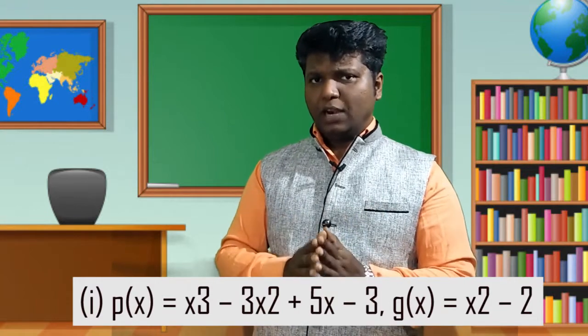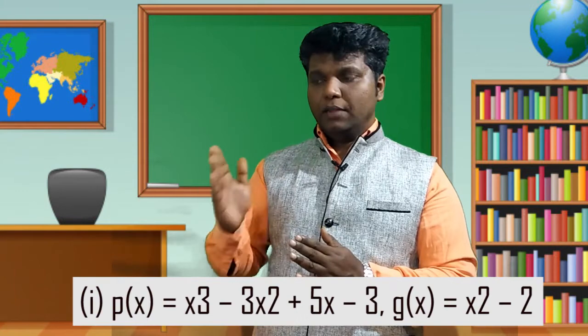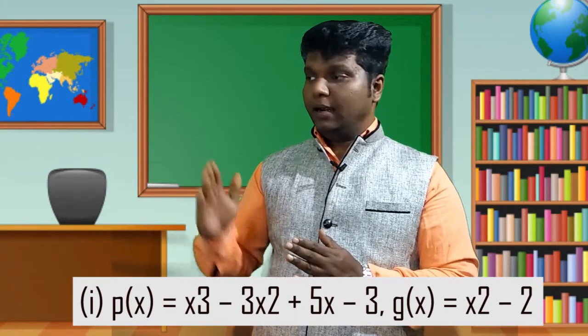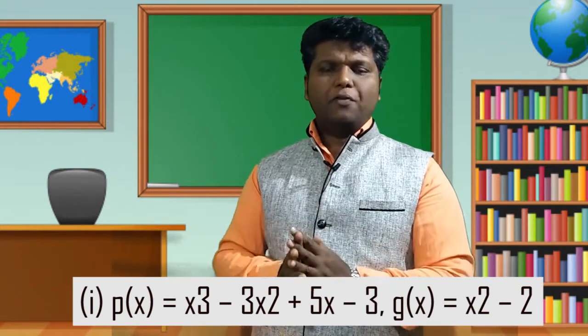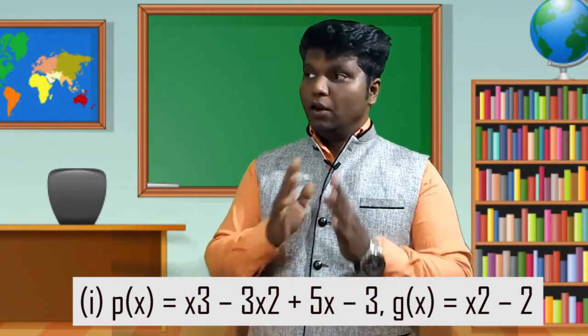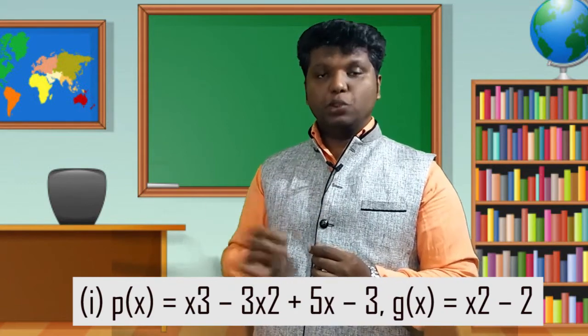So is it in the standard form? The degree is 3, thereafter degree 2 is coming, then only x is there, then the last term is a constant, right? So we can say that this is of standard form, so nothing to worry about. What about the g of x which is given? Check out the g of x. It is x square minus 2.